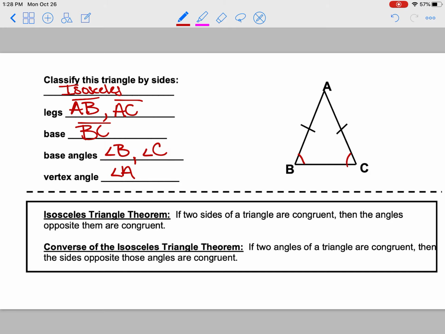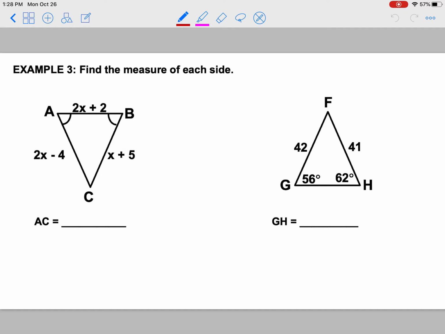Kind of the converse, remember converse means switch. If I know my base angles are congruent, then I know my legs are congruent. So let's practice that on a couple of questions. Do you see here in this first example how A and B are congruent? Those are your base angles, which means your legs are congruent. So we could go ahead and mark those two being congruent.